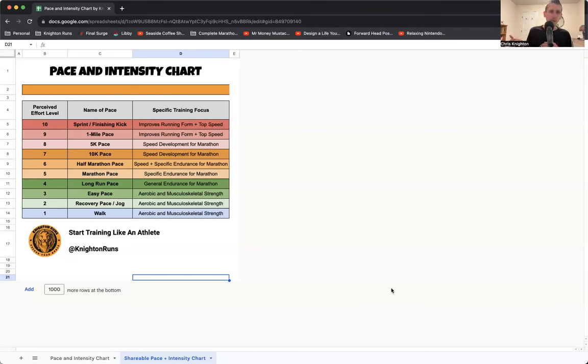All the paces above marathon pace are going to develop your speed for the marathon, and it's going to help make marathon pace more comfortable. So half marathon pace, 6 out of 10, even 10K pace, 7 out of 10. This is speed development for marathoners, but it's also going to help develop some specific endurance for the marathon.